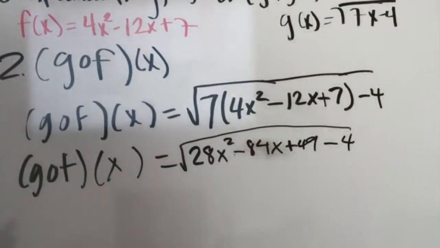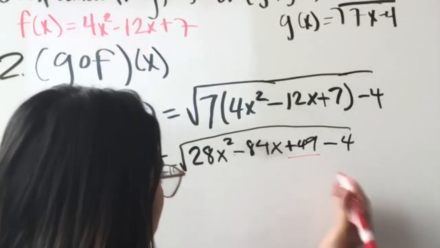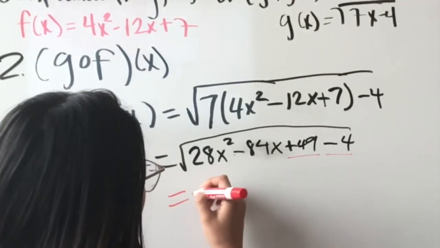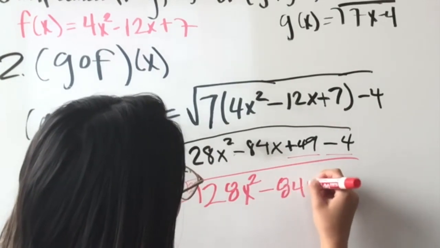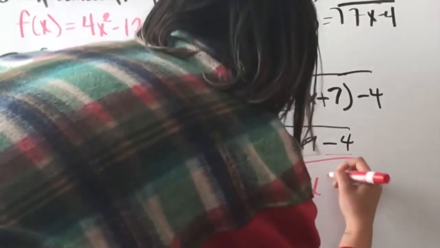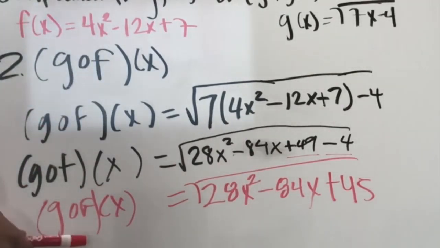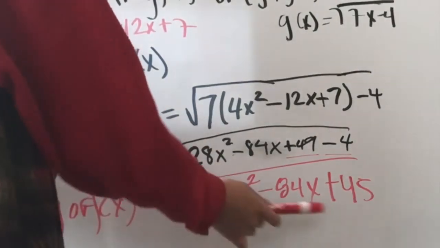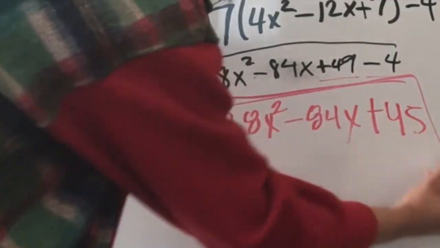Now we are going to continue simplifying, and to do that, we are going to be combining like terms. Our like terms here are positive 49 minus 4, so 28x squared minus 84x, and 49 minus 4 gives you 45. So now our new function, g composed of f of x, equals 28x squared minus 84x plus 45, all under the radical. Now, this is our function in simplest form. We cannot simplify any further, so this is our final answer.